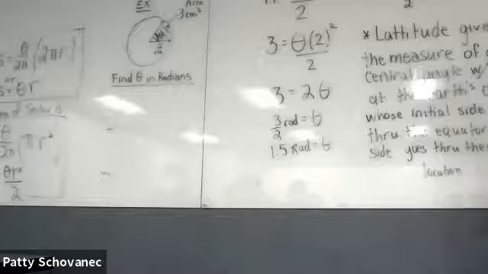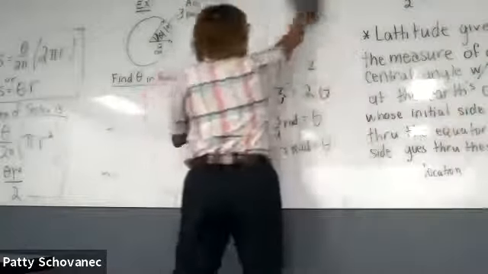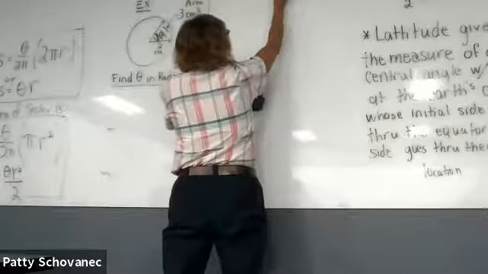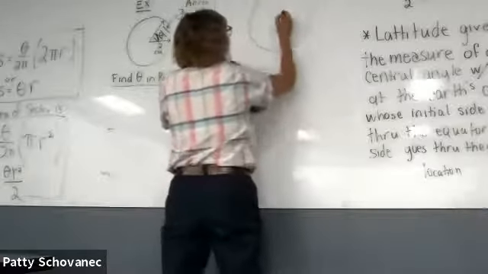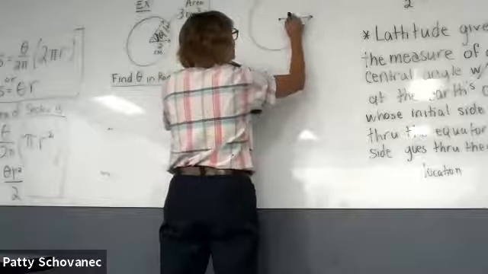So the equator corresponds to our x-axis. Let's flatten the globe just to a circle. And here is the center of the Earth, and there's the equator.